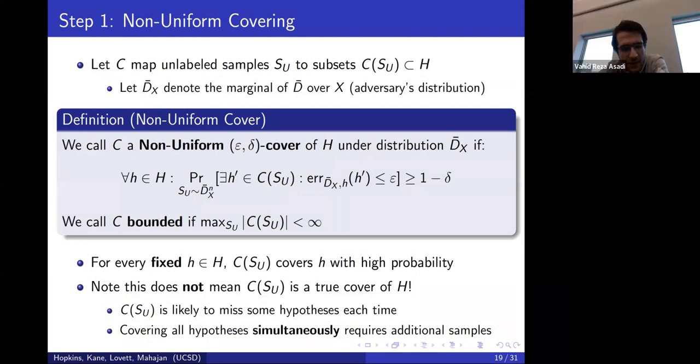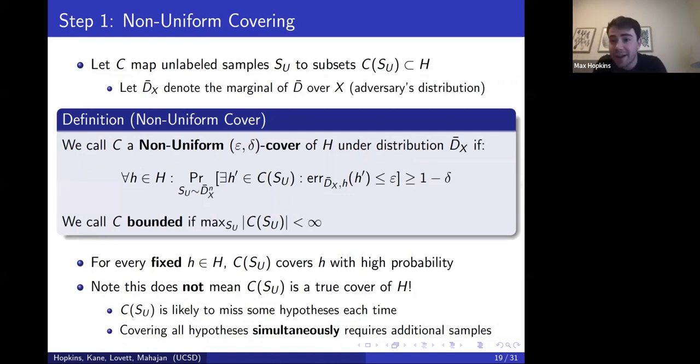And so why is this different from saying that CSU is a true cover for H? It's not a true cover for H, because when you draw CSU, a true cover has to cover everything in H simultaneously, right? To be a true cover, it means that you are close to every hypothesis of H. But I don't have that guarantee when I draw a cover from this distribution.